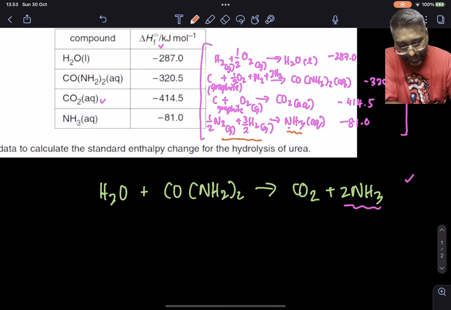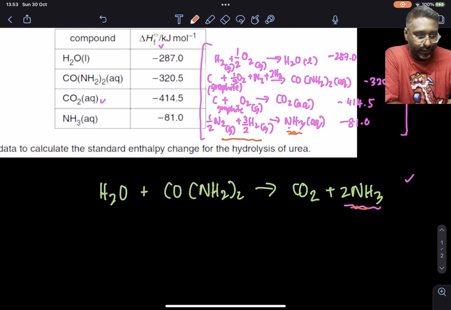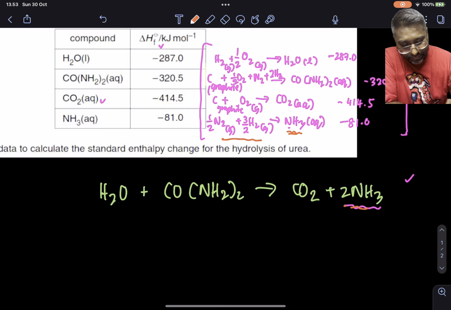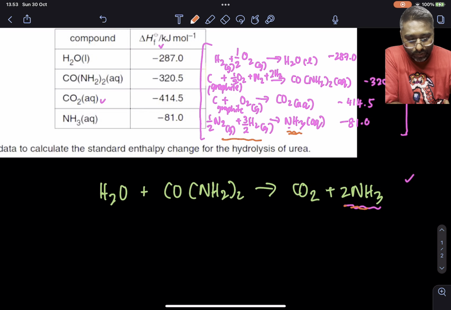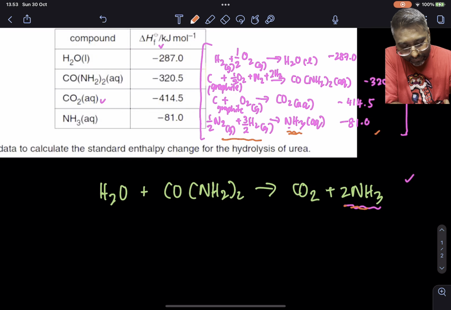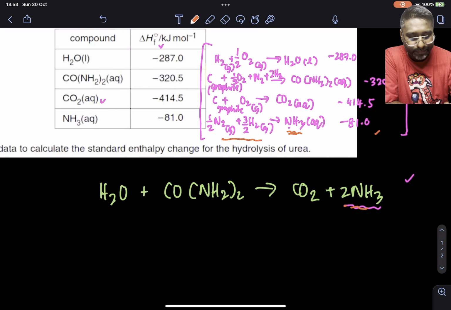You see, this is the reactant, this is the product. So this is the product, and it's okay, no need to worry about the position. But the number: you see in the final equation there's 2 here, there is only 1. So what I need to do is change this entire equation. I need to times by 2.